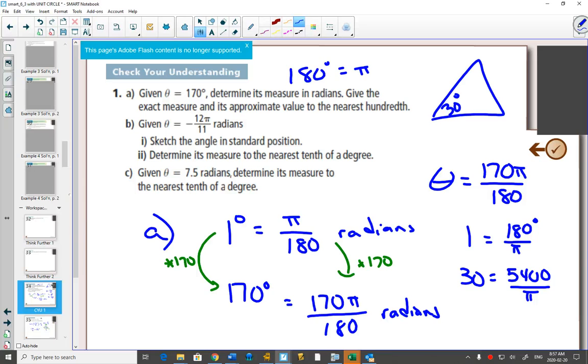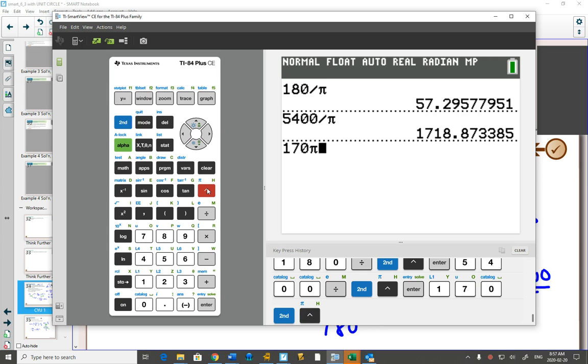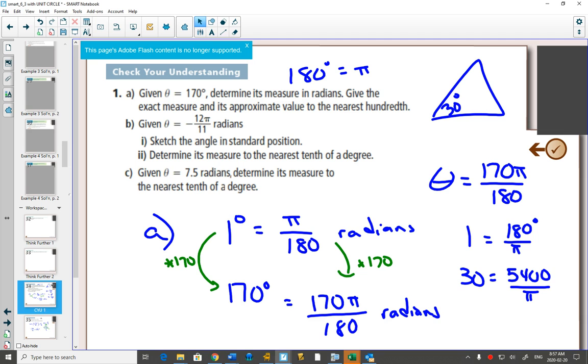So we've got our exact measure. This would be an exact measure. If we wanted it as a decimal, we would have to type it into our calculator. 2.97 to the nearest hundredth.